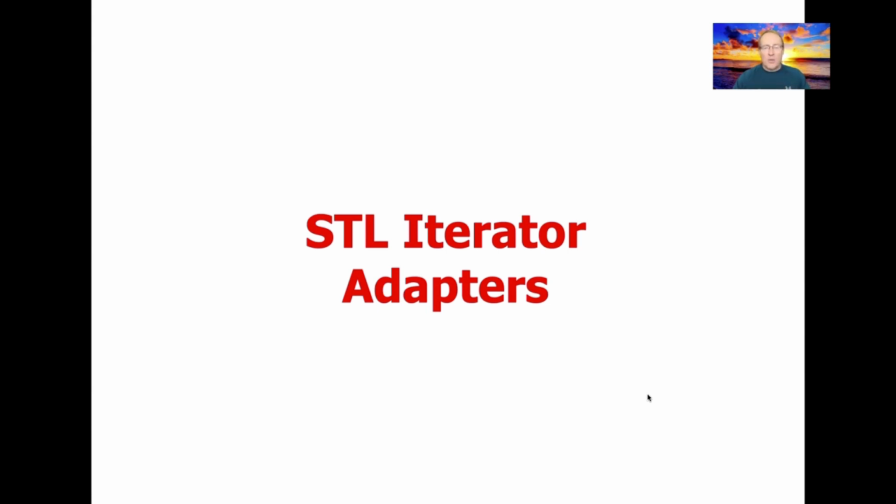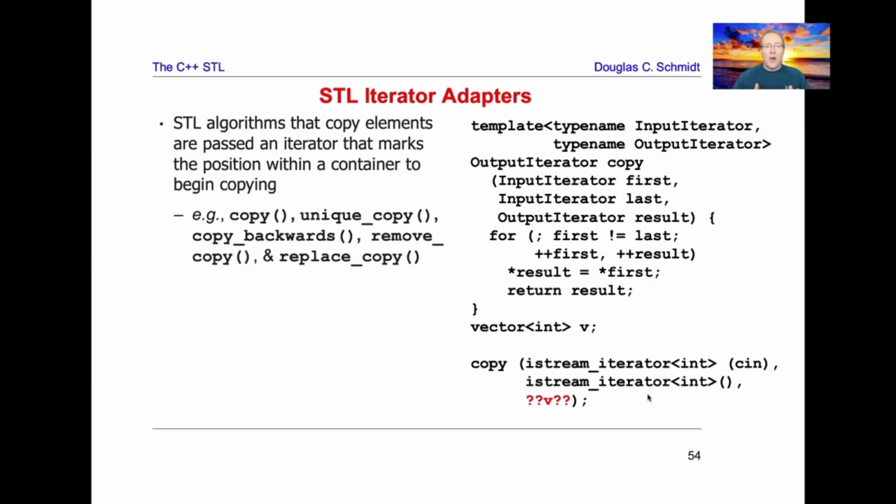So what we're going to do now is start a discussion with STL iterator adapters. There are many STL algorithms that copy the elements that are passed via an iterator. And that iterator indicates where in the container to begin doing the copying. Some examples of these algorithms would be, of course, copy, which I show here, unique copy, copy backwards, remove copy, replace copy. There's a whole pile of such and such underscore copy. And then there's remove copy if, replace copy if, and so on and so forth.